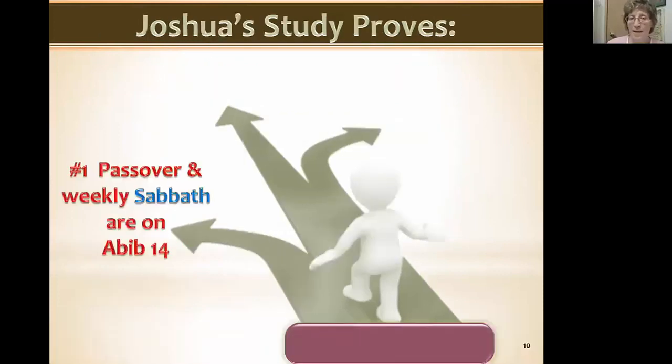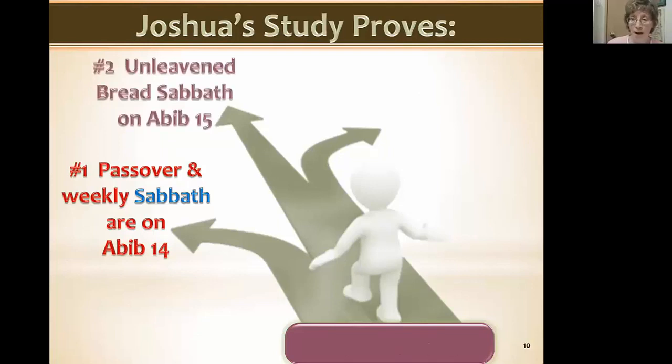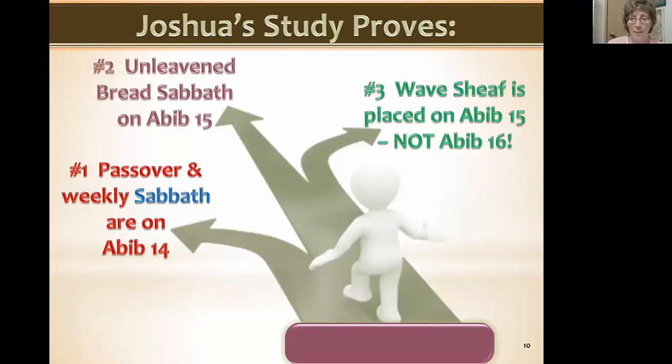So tonight, Joshua's study is going to prove this, that Passover and the weekly Sabbath are both on Abib 14. That might be a surprise to some of you, but I'm telling you right up front, that's what he's going to prove. And number 2 is going to prove that unleavened bread is indeed on Abib 15, where it's supposed to be. And number 3, he's going to prove that the wave sheaf is placed on Abib 15, not Abib 16, the way most of the feast calendars have it. So that's what you'll be looking for tonight.